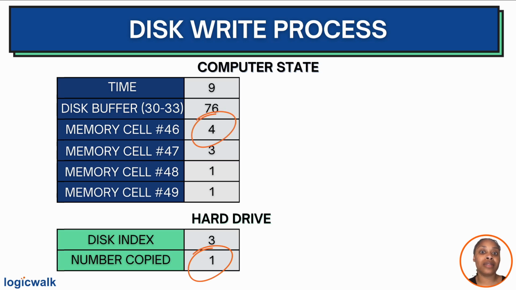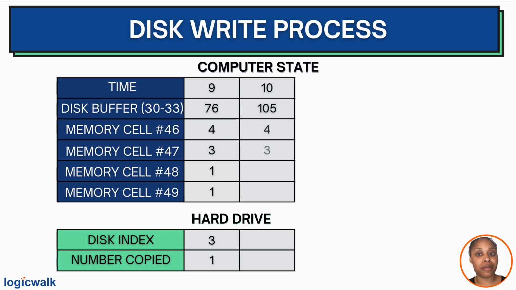Since the number copied does not equal the data size, this process continues. At time 10, everything in the computer state will remain the same, and the hard drive will write the ASCII value from memory cell 31 into disk index 4, and then the number copied will change to 2.